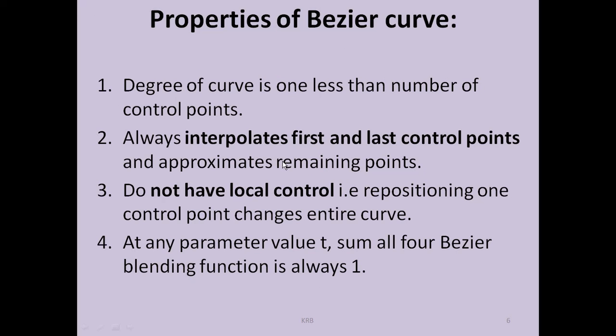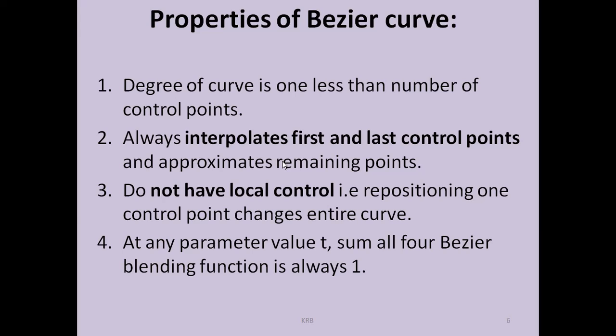So what are the properties of Bezier curve? The first property, as we have already discussed, is that the degree of the curve is 1 less than the number of control points. That is, if the control points from which we have to draw the curve is 4, then the degree of the polynomial function will be 3. It always interpolates the first and the last control point. This also we have already discussed, that it uses the approximation method, so the curve passes through the first and the last control point, whereas it approximates the remaining points so as to form the smooth curve.